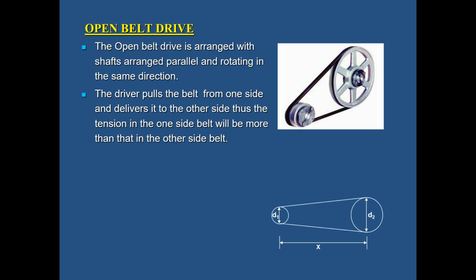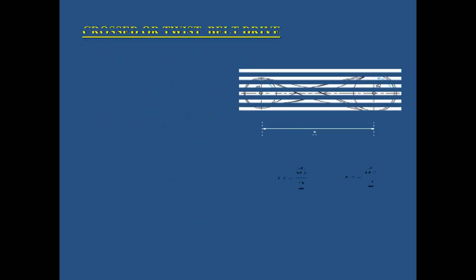In the cross belt drive, the pulleys rotate in opposite directions. We will see that from the next slide. The driver pulls the belt from one side and delivers it to the other side. Thus, the tension in one side of the belt will be more than that of the other side. We can calculate the length of the belt by using this formula. D1 defines the idler pulley and D2 defines the main power pulley. From that we can identify the length of the belt drive.